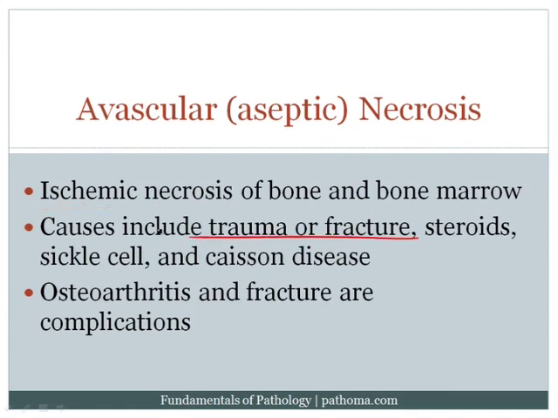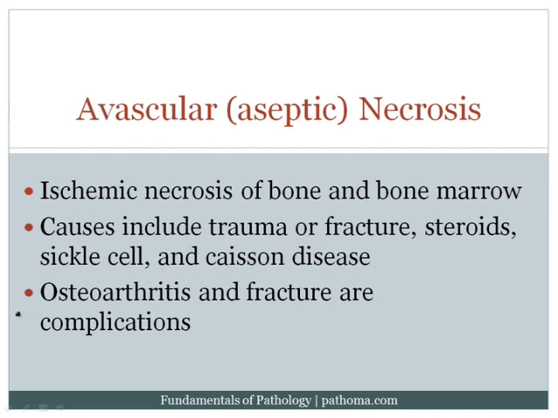Causes include trauma or fracture, which can disrupt the blood supply to the bone, resulting in necrosis. Steroids increase the risk for avascular necrosis. Sickle cell disease, the classic example being dactylitis, where you get vaso-occlusive crisis within the bones of the hands and the feet, resulting in avascular aseptic necrosis of the bone. Caisson disease, which is the circumstance in which you develop gas emboli, in particular nitrogen, which then precipitates out of the blood and then can lodge within the bone, giving you an avascular necrosis.